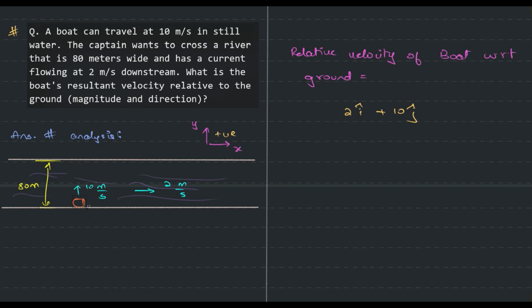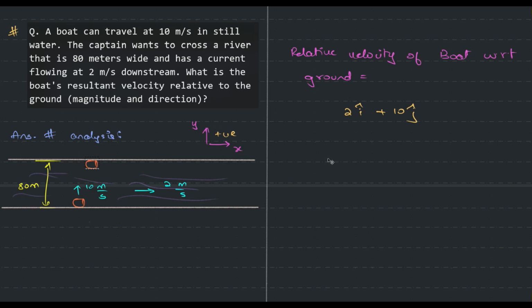If the captain tries to move across the river in this manner, what happens with time? With time, he will go this way. Reason being, the engine is pushing it forward, but your river will push it to the right. Even though the engine is pushing it forward, the river will push it to the right. As a result, it will go something like this, and he or she will end up at this space.